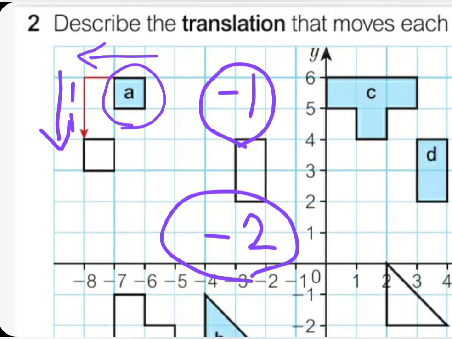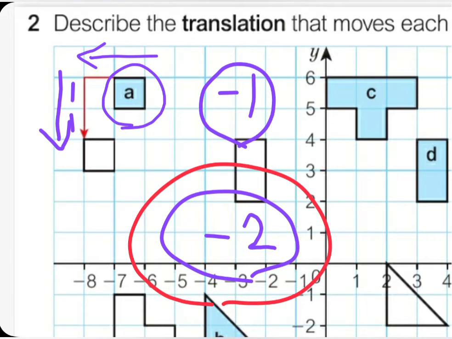So you're going to say -1 horizontally, and then -2 vertically. And you're going to use a vector to write that translation. Next video will show you how to use a vector to describe that translation. Now, using the vector, we'll use the same steps. You'll describe first the horizontal movement and then the vertical movement.